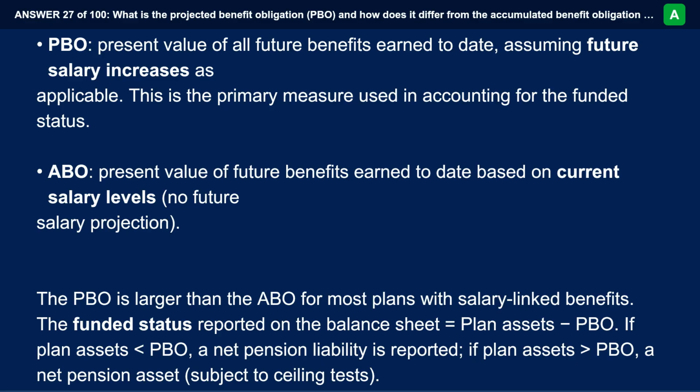The funded status reported on the balance sheet equals plan assets minus PBO. If plan assets are less than PBO, a net pension liability is reported. If plan assets exceed PBO, a net pension asset is reported, subject to ceiling tests.